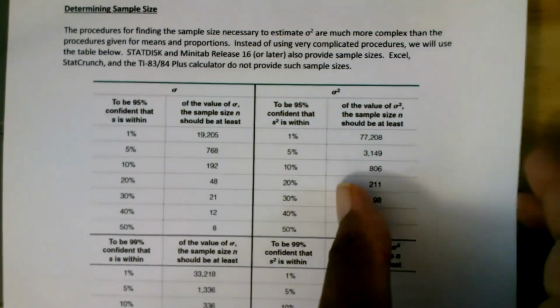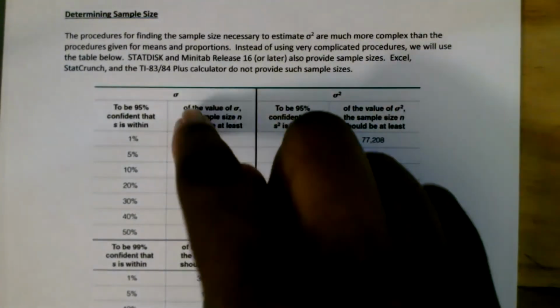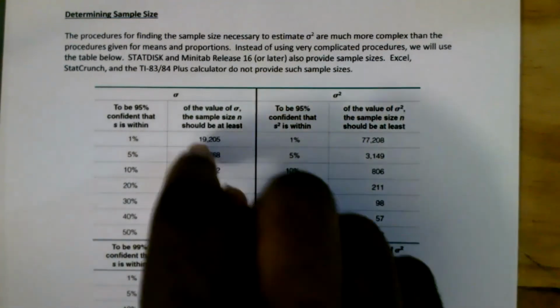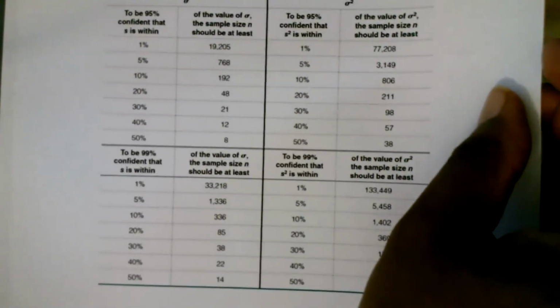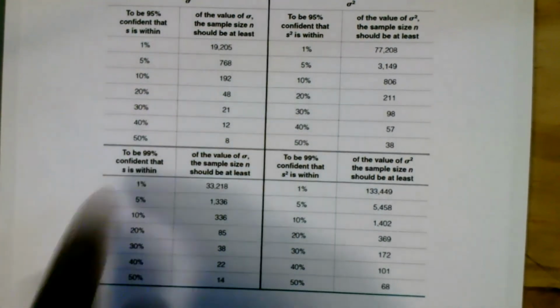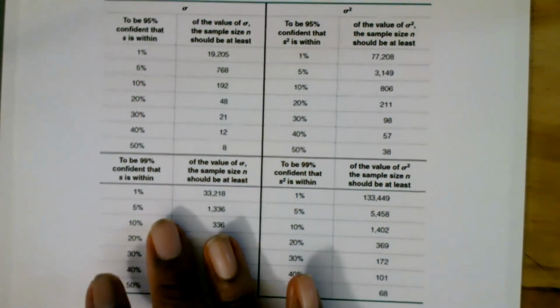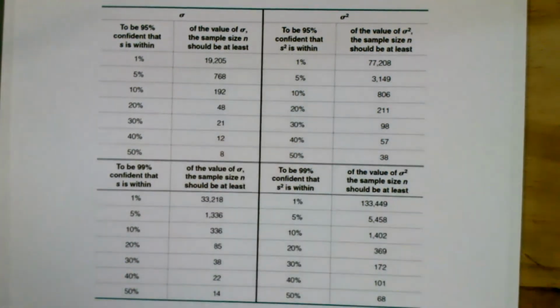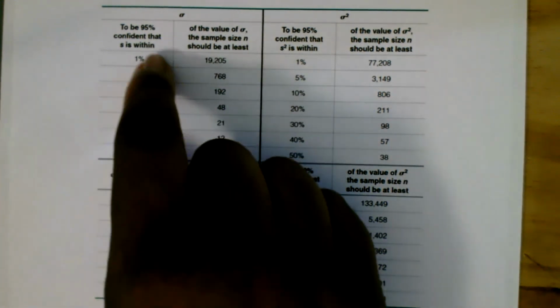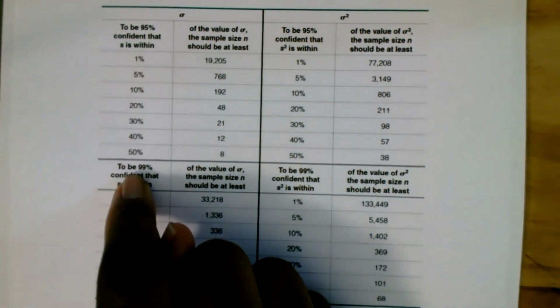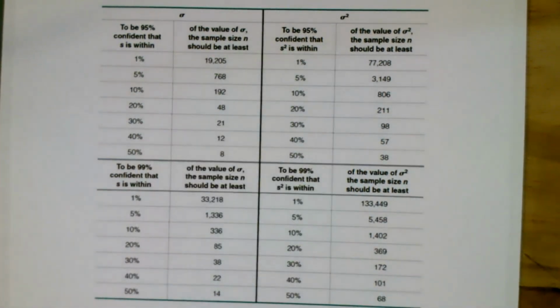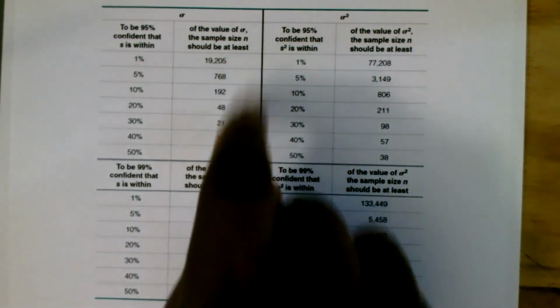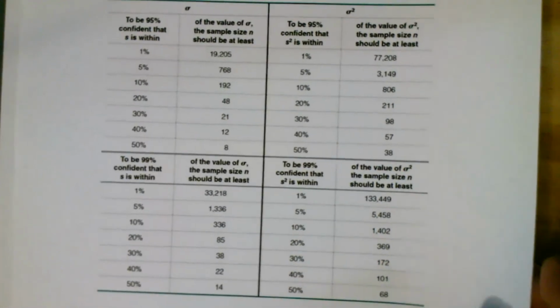So on your handout, you'll see this table. On the left side is for sigma and for sigma squared. And here they're dealing with only 95% and 99%. So here, to be 95% confident that S is within these set percentages of the value of sigma, the sample size N should be at least those values given. So here's just one example of that on the next page.